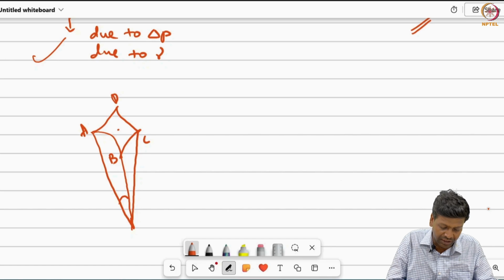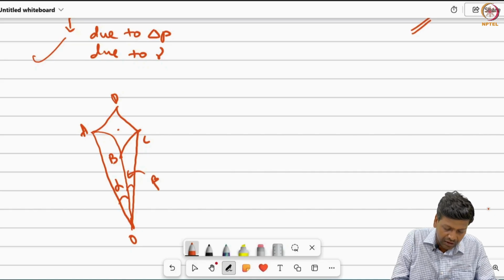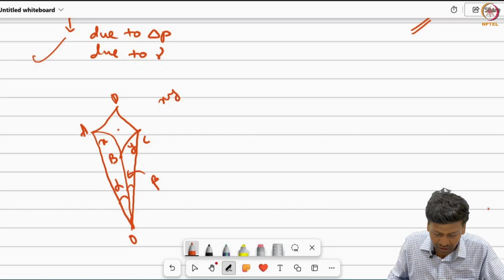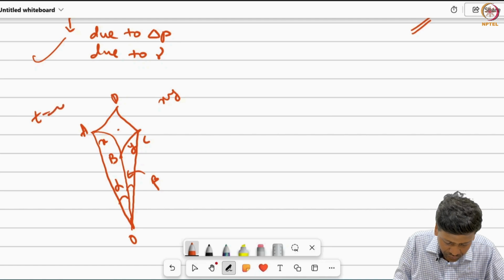So in the first case, if I name this as AOB, this triangle will have angle alpha, whereas the other triangle will have angle beta. The length and breadth, so the distance from A to B is X, and B to C is Y. Then the area here is simply XY. Now this is at time t equal to 0.